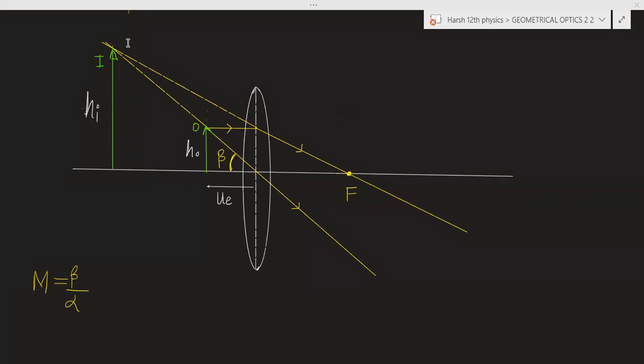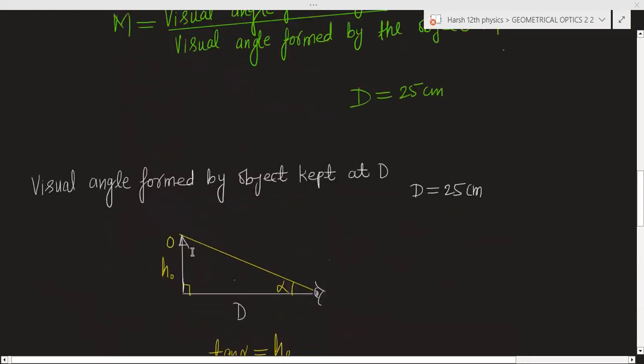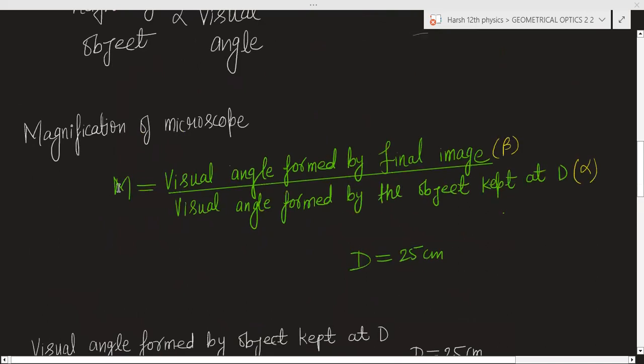Now it's fine. So magnification was beta by alpha. What is beta? The visual angle formed by the image, divided by the visual angle when the object is placed at a distance of d. This thing should be clear. Magnification is beta by alpha.